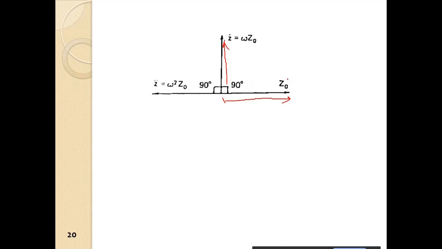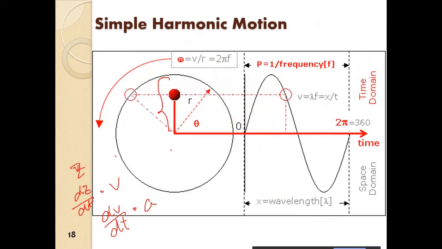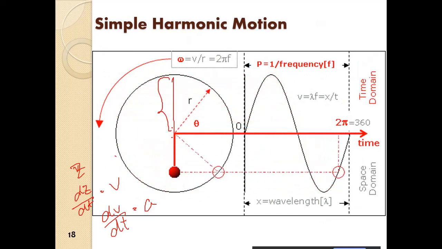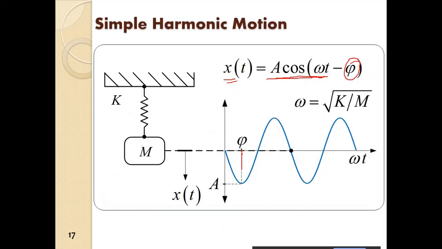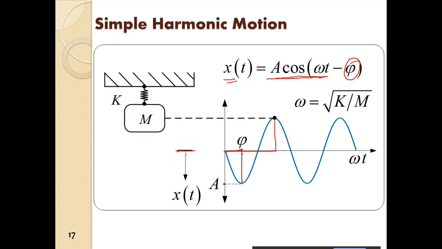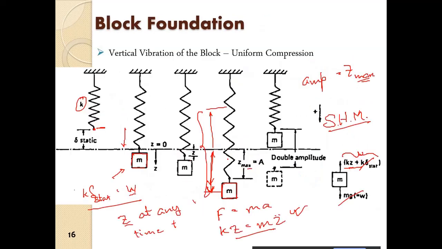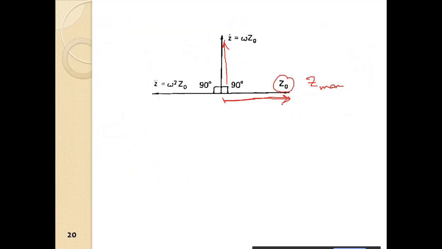So the maximum displacement is z naught, or it may be z max. That is the maximum displacement from the equilibrium position. This is the equilibrium position. Similarly here, this is the maximum displacement. So we draw the phase for the displacement.